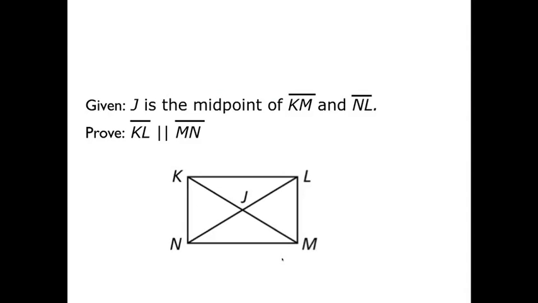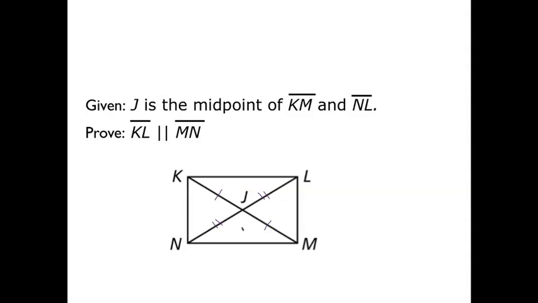Okay, here I'm given that J is the midpoint of KM and NL. So I would mark what that means for me. J is the midpoint of KM, then KJ is congruent to JM. And J is the midpoint of NL, then NJ and JL have to be congruent to each other. So now I have two sets of congruent sides based on whichever triangle I want to choose. I'm wanting to prove in the end that KL, this top line, and MN, the bottom line, are parallel.